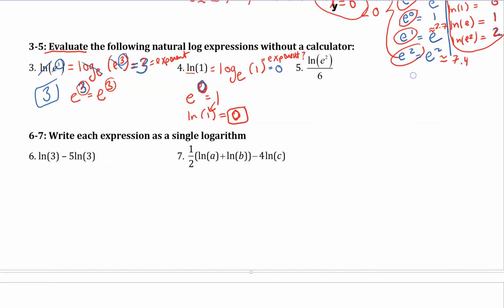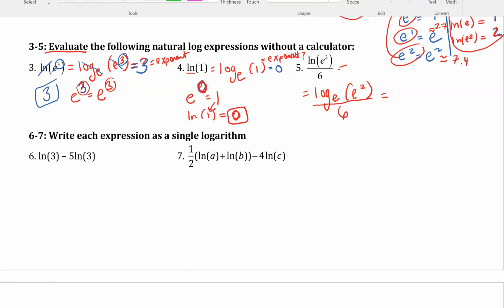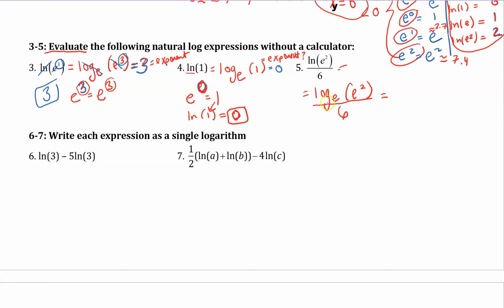Okay, so here, where I have ln of e to the power of 2, I have to think of that as a log base e of e squared, and then whatever that number is, I will divide it by 6. Well, you could just take the shortcut and say, okay, they have the same base, so they must cancel and it equals 2, right? So then I get 2 over 6, and then my final answer is 1/3.